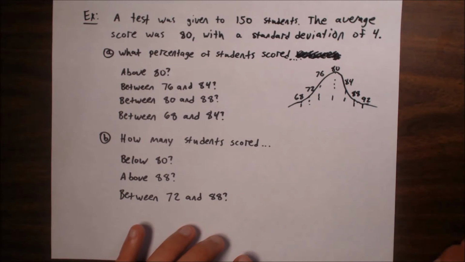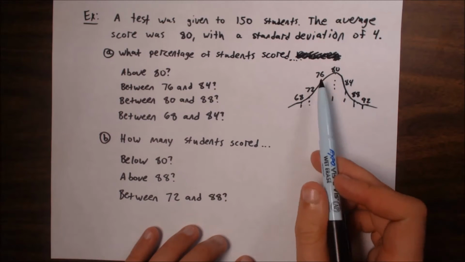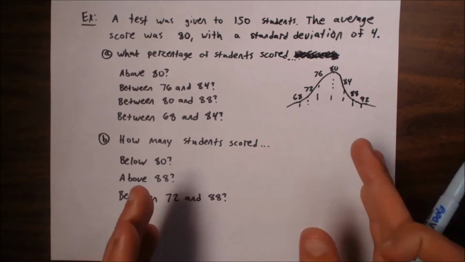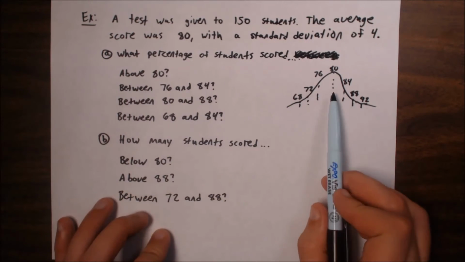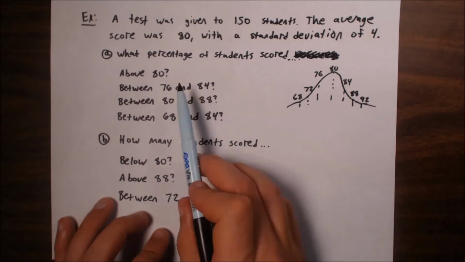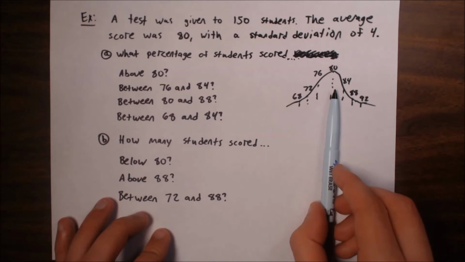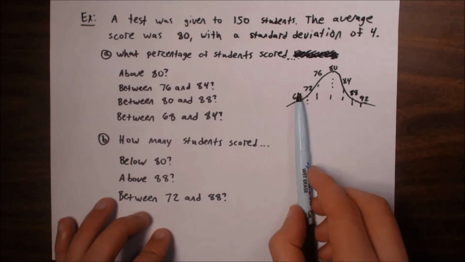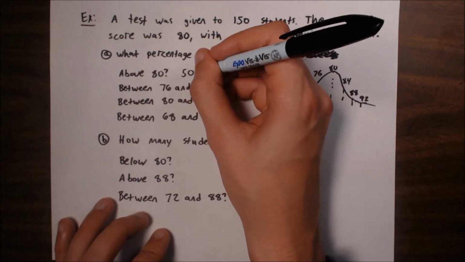Now, we don't necessarily need to put the percentages on here. We can refer to our other picture for that. But it helps to sort of list it out so you can really get a graphical sense of where these numbers are relative to each other. So above 80, that means from here or to the right. What percentage of students would be above 80? Well, since 80 is in the middle, half of the students are above and half of the students are below. Okay, so that would be 50%.